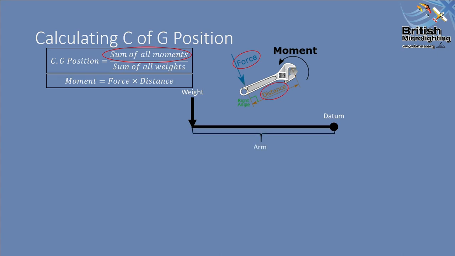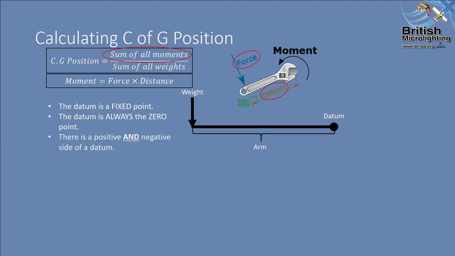The datum point of any aircraft is defined and stated by the aircraft designer, and it is this fixed point that all moment arms are measured from. The actual location of the datum point is not important. What's important is that the location is known and that every distance is measured relative to the datum. In other words, the datum's position will always be zero, regardless of the aircraft. Another very important point to remember is that there is a positive and negative side of a datum point, and consequently, the moment arms can be positive or negative depending on which side of the datum they are. This will all become clearer during the worked example.